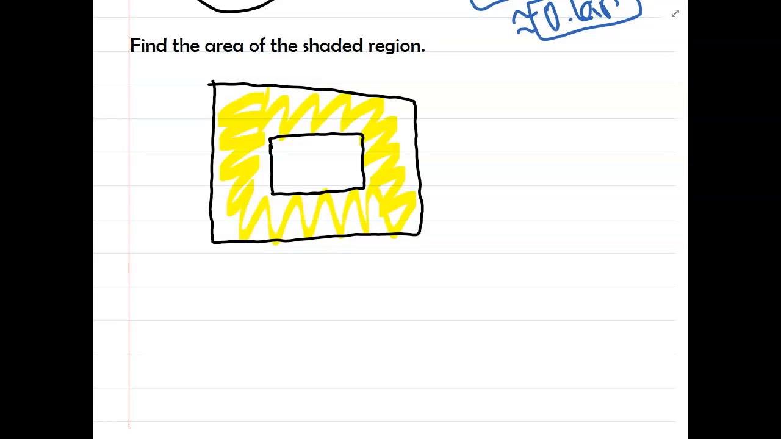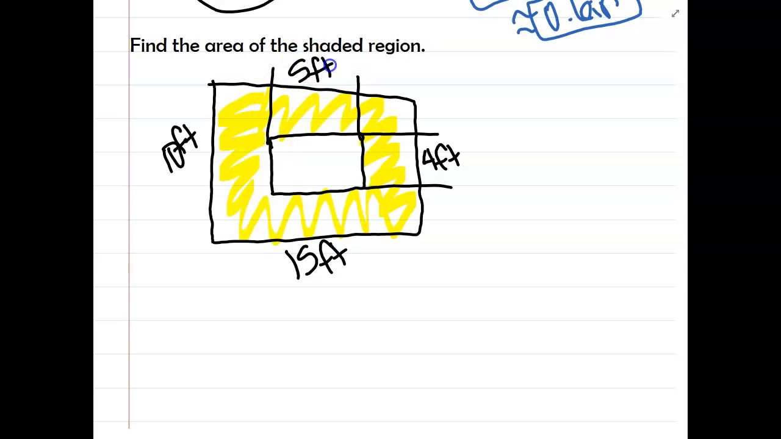And here's the measurements they're going to give you. Let's say that whole side is 10 feet. This whole side is 15 feet. And then what it's going to look like in your book to show you this, what that measurement is right there is 4 feet, and then this measurement here is going to be 5 feet.